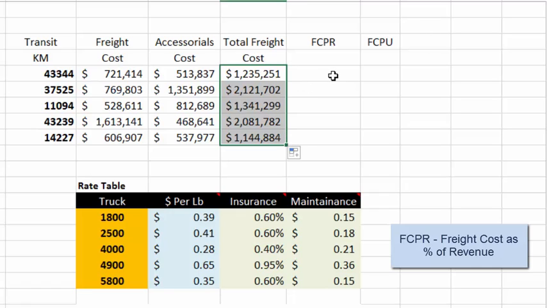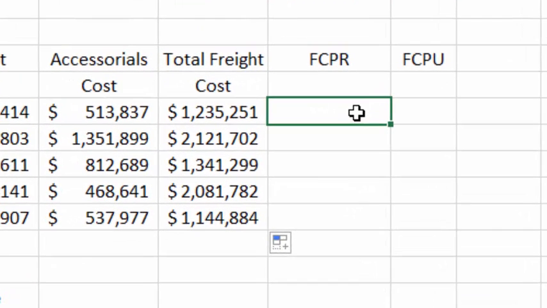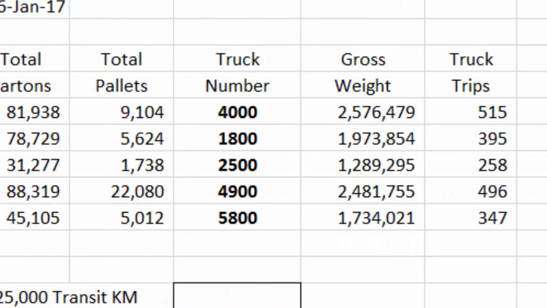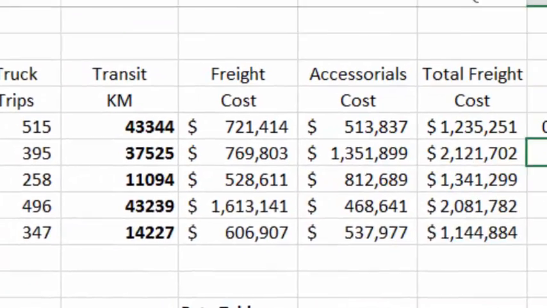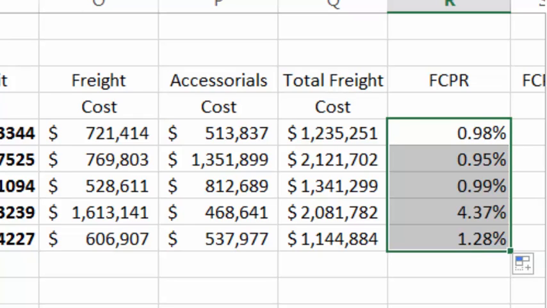Now, FCPR is freight cost as a percentage of revenue, and that's a very important metric in supply chain and transportation. And the other one is FCPU, which is freight cost per unit, right? So for each unit, what is the freight input cost? Let's figure this out. My total freight cost is this, right? Let's divide that by total revenue. What percentage of 126 million is my freight cost? Let's make it a percent, and we'll probably go 2 decimals on this one. Copy it down, and that's not bad.